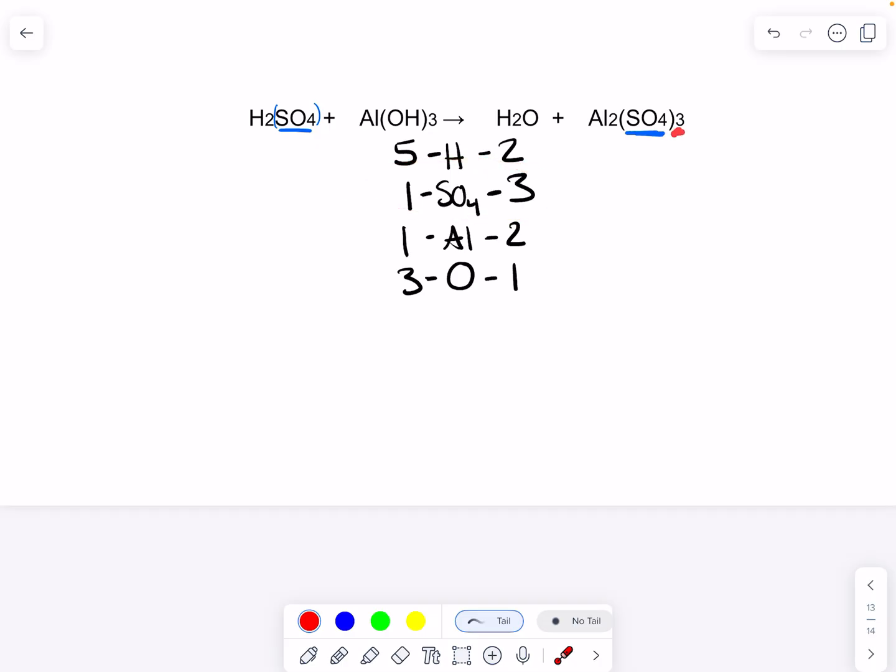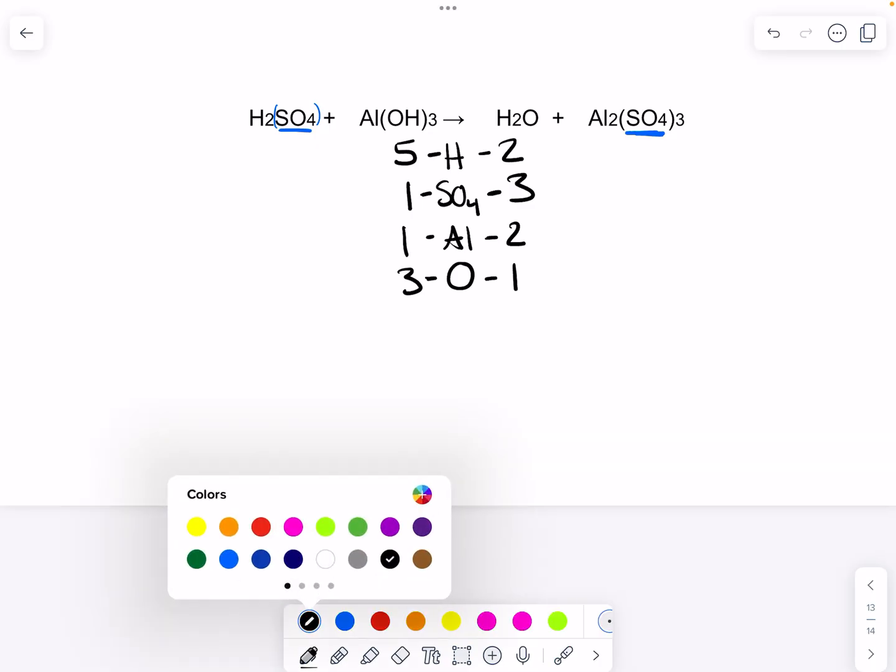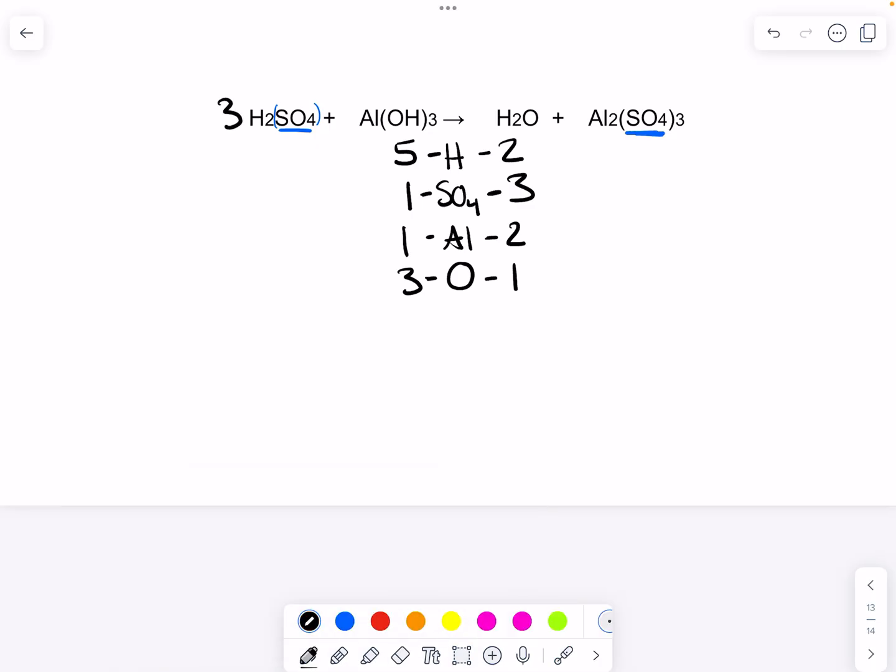There's 3 on this side, so let's go ahead, and if I put a 3 in front here, then that will change my total. So let's adjust. So that's going to change my SO4 to 3, but it's also going to change my H's. Okay, so notice my H's, 3 times 2 would give me 6, but then I also have to add 3 from that one, and so we're looking at a total of 9 H's on the left. All right, these look good, so I'm going to move on.